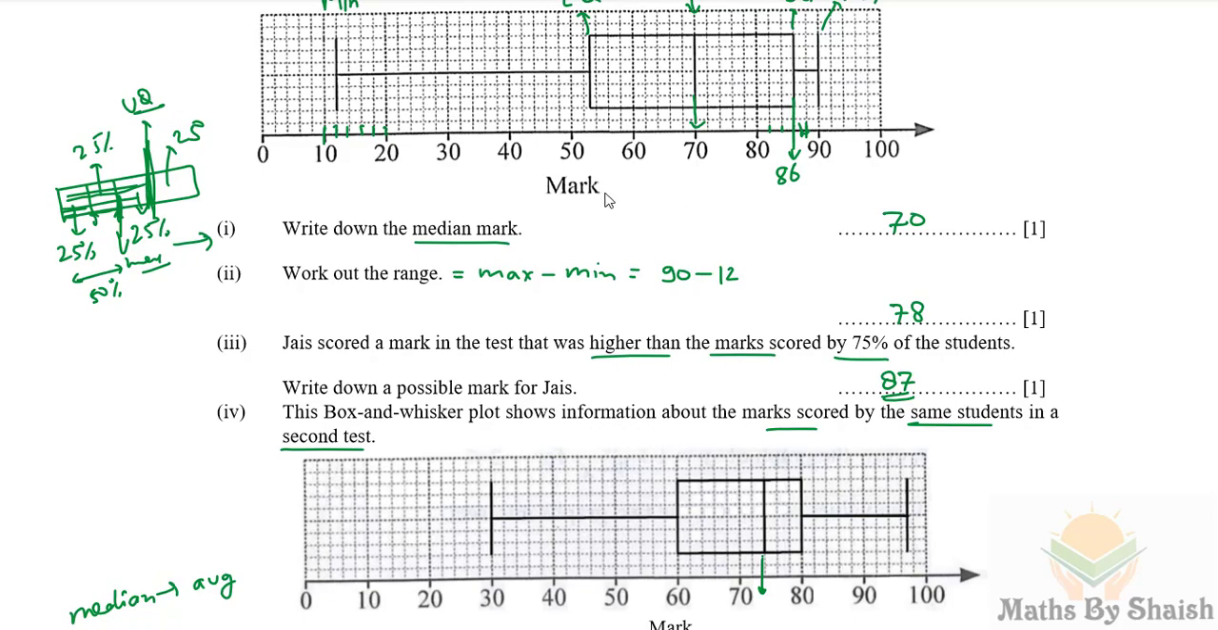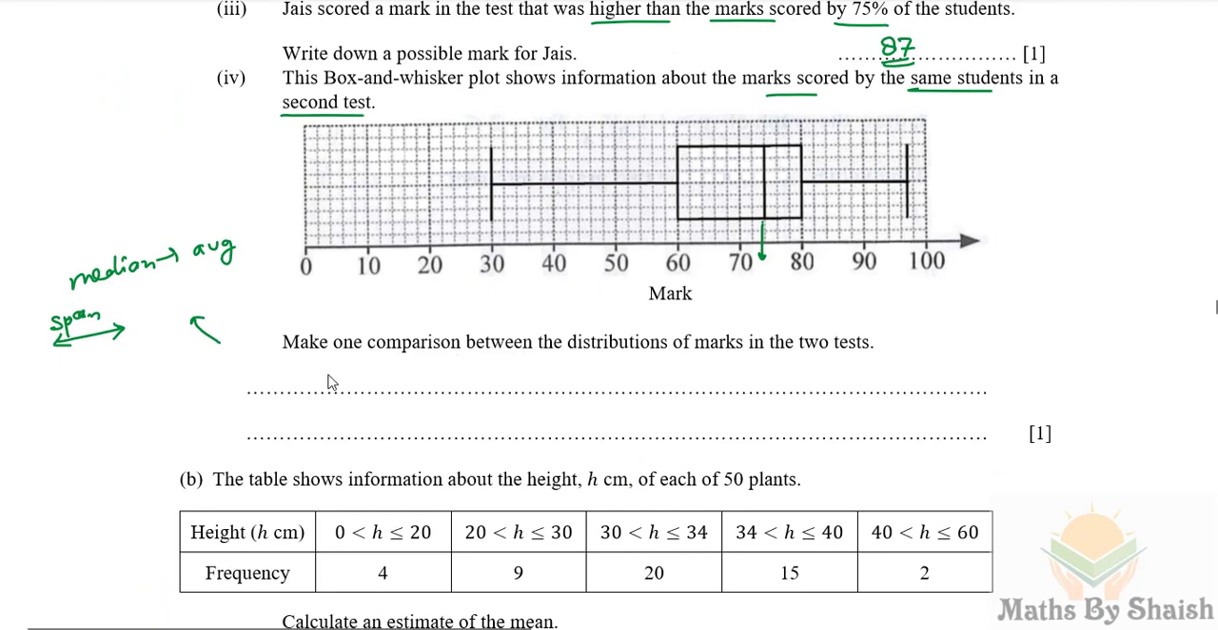And the next one: the middle 50% of the data were between, let's say, 54, 53 and 86. And here this is between 20, so this is more spread.